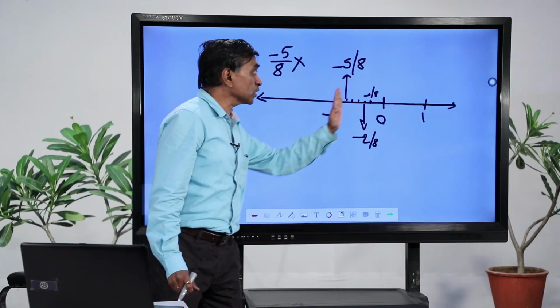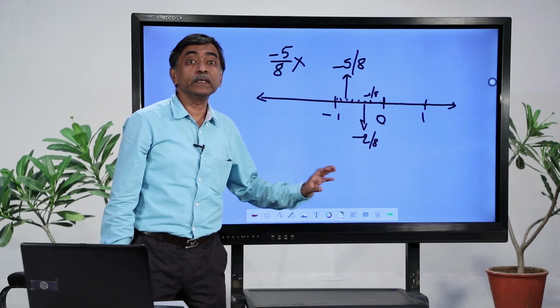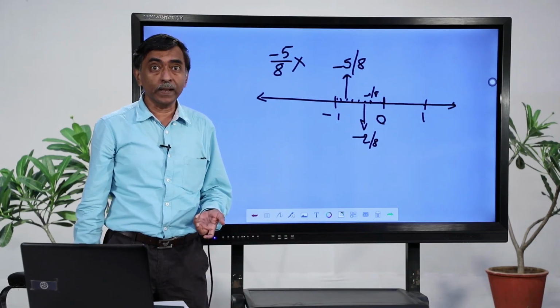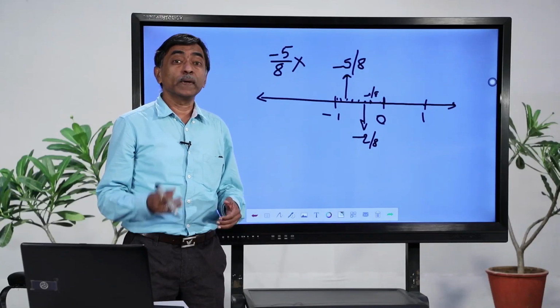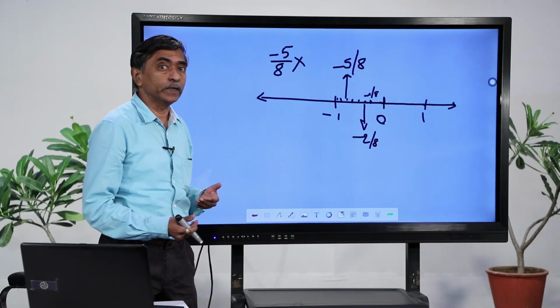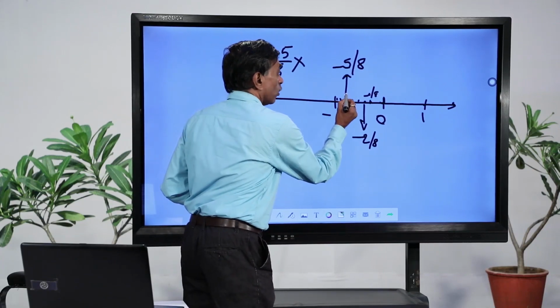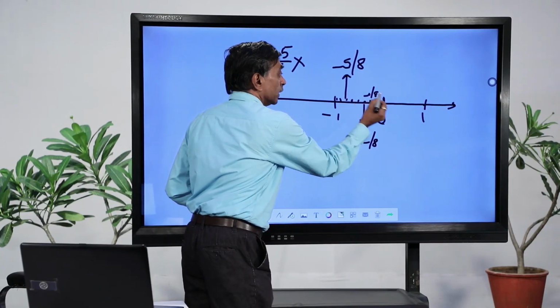The question is which is the nearest integer now? Out of this minus 1 and 0, which integer do you think will be the nearest one? How will you see that? Will you try to measure it? You can do that also, but try to think of a process of doing that. Try to see how many jumps you have to take to reach 0.